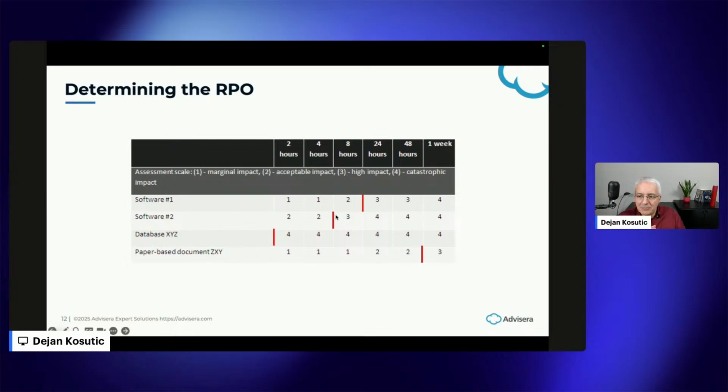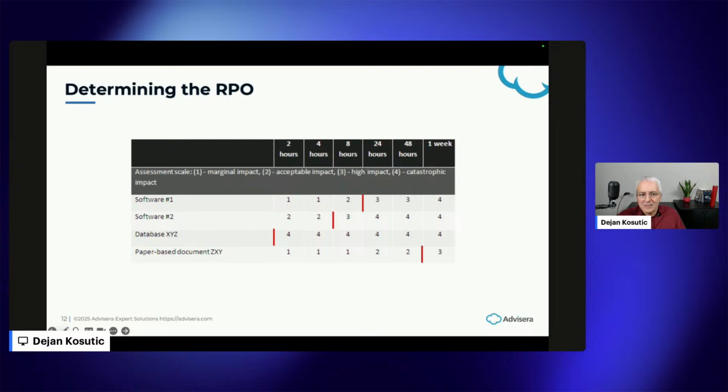Software number 2, you will have to do the backup probably every 4 hours. For this database here, you'll probably have to do the backup in real time, not to lose a single piece of data. And for paper-based documents, you can probably do the backup every, let's say, 1 week. Okay, so this determines directly your backup frequency.